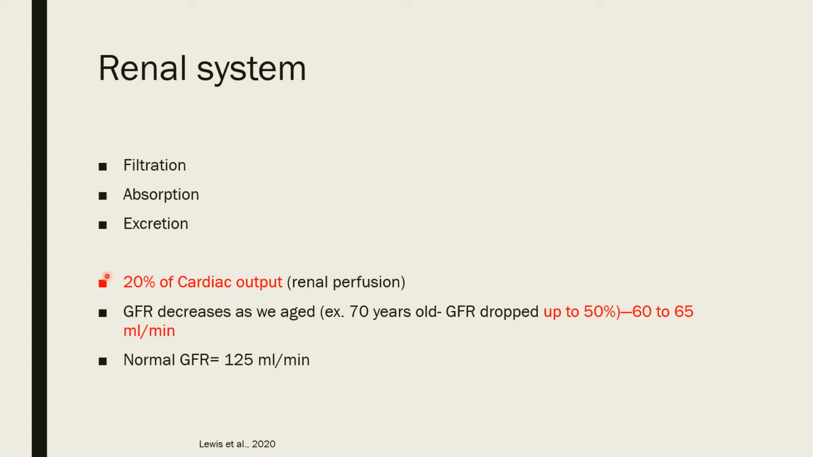And as you can see here, we really need 20% of cardiac output for our kidneys to perfuse properly. And of course, if perfusion is enough because of the 20% cardiac output, then your patient will have a normal urine output, which you all learned from fundamentals of nursing. It should be about 30 ml per hour.